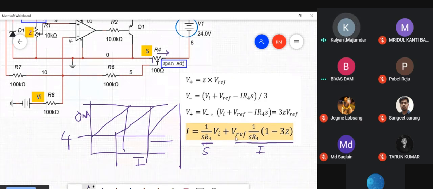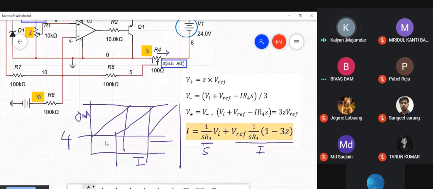V reference is a constant. This is why V reference should be a constant, because if V reference fluctuates, the zero of the transmitter fluctuates even after you perform a manual zero adjustment. So V reference should be strictly a constant. R4 is a constant. Z, if you change the value of Z, then this intercept changes.